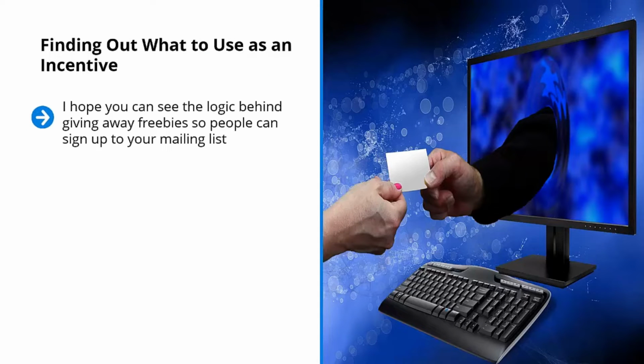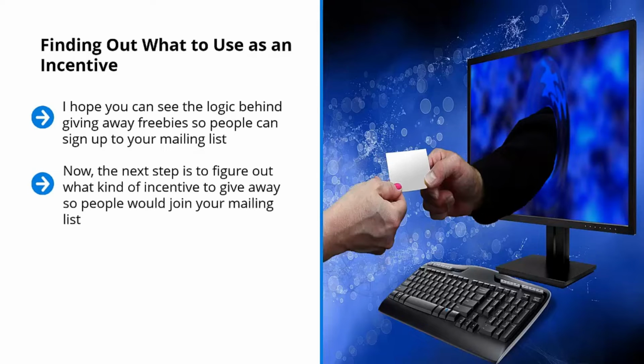Finding out what to use as an incentive. I hope you can see the logic behind giving away freebies so people can sign up to your mailing list. People need a push. People need some sort of extra sweetener to get the deal going. They need something extra to get them off the fence and onto your mailing list. Now, the next step is to figure out what kind of incentive to give away so people would join your mailing list. The good news is, you don't have to start from scratch. You don't have to take wild guesses. You don't have to take shots in the dark.